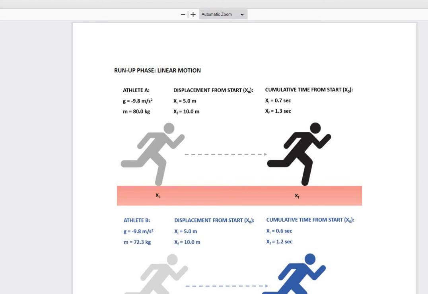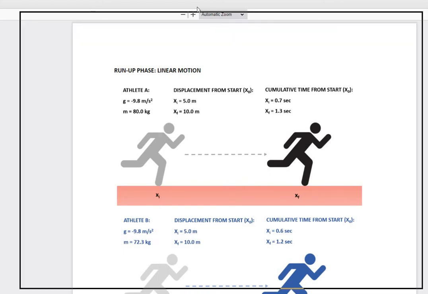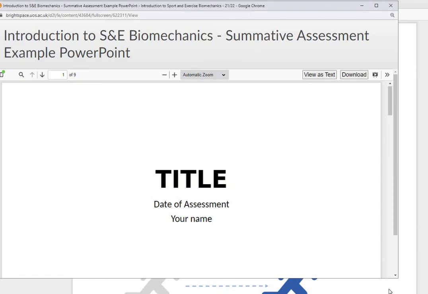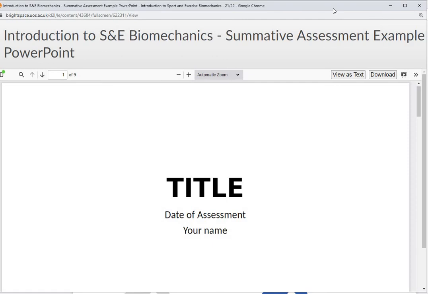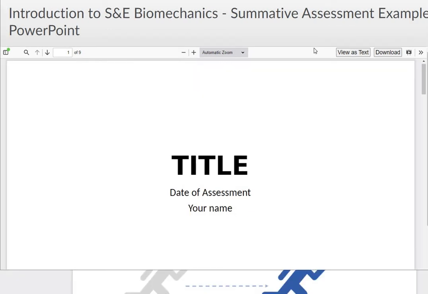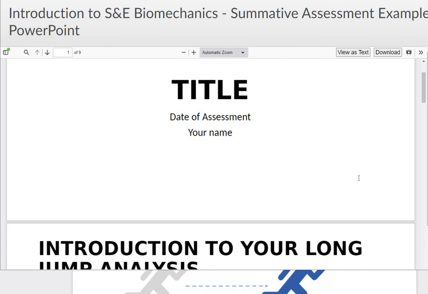So here is my example PowerPoint. Now, it doesn't look like much, and it isn't, because it's just here as a template. You do not have to do a black and white presentation. In fact, I encourage you not to. Add a bit of colour to it, but this is just to show you the raw bones of what you should include. So title, maybe the date, your name, student number, and so on.